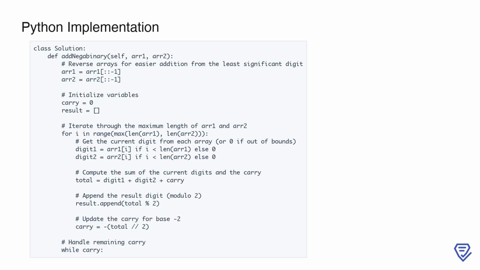The function then iterates through the maximum length of the two input arrays. For each position, we extract the current digit from both arrays, defaulting to 0 if the index is out of bounds. These digits, along with the current carry, are added together to compute the total. The least significant bit of this total, obtained using modulo 2, is appended to the result. To prepare for the next iteration, we calculate the carry for base -2 by dividing the total by 2 and negating it. This ensures that the next step accounts for the rules of Negabinary arithmetic.